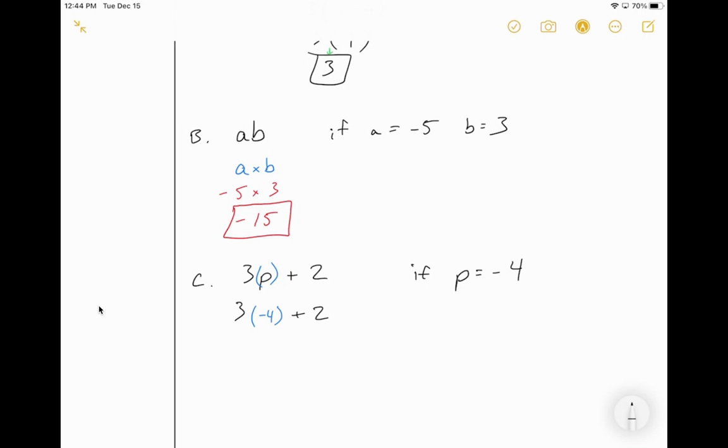So that's 3 times -4, which is -12 plus a positive 2. -12 plus a positive 2 is -10. Right? What do you think? Not too bad? Hopefully that's not too bad.